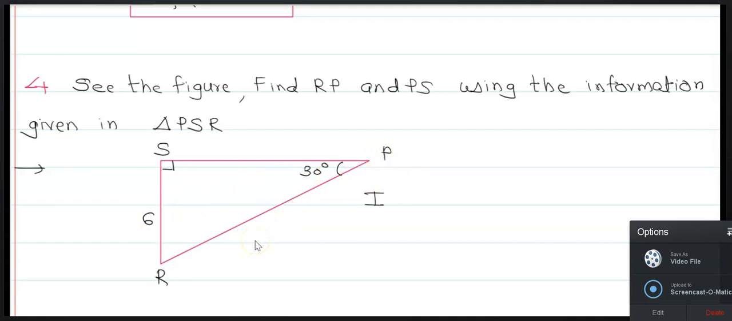This is 12. What about PS or SP? It is root 3 by 2 into the hypotenuse, that is root 3 by 2 into 12. That is 6 root 3. Now this is a very simple question.